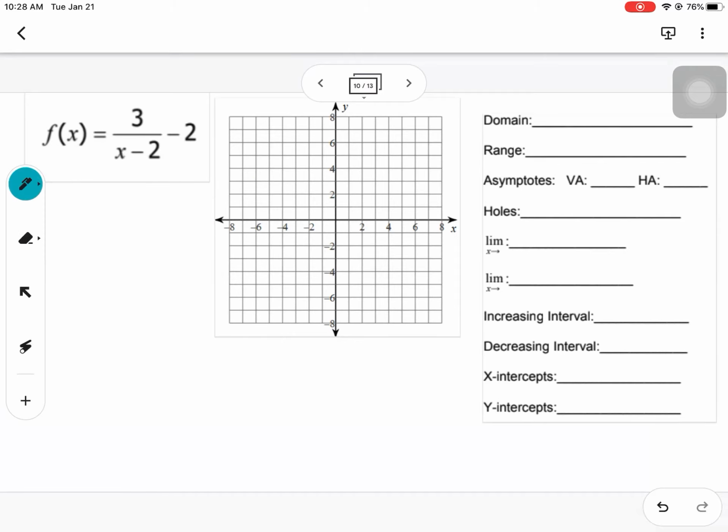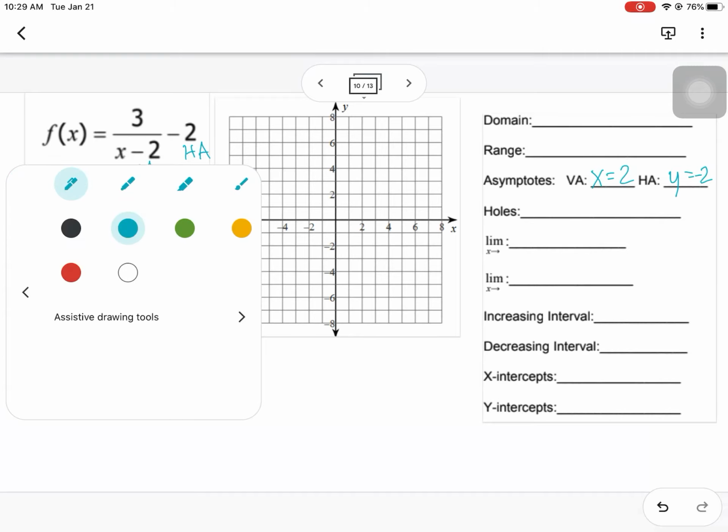So the first thing we're going to look at is our asymptotes. We need to find our vertical and our horizontal. Remember, your vertical always comes from your h value or from your excluded values. So here my vertical is going to be at x equals 2. And my horizontal comes from my k value, and so it's going to be at y equals negative 2.